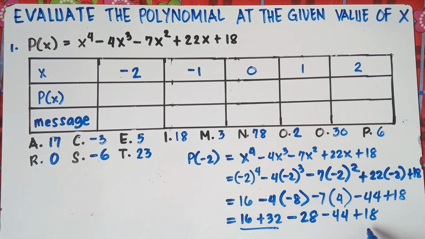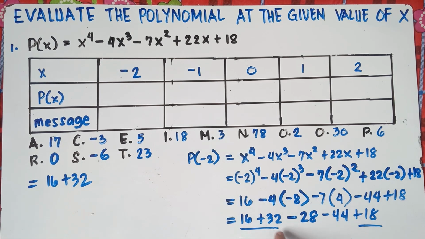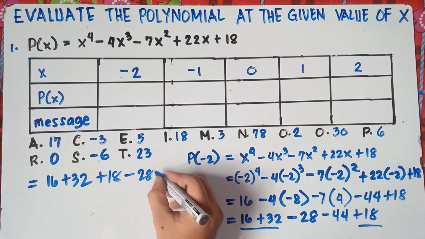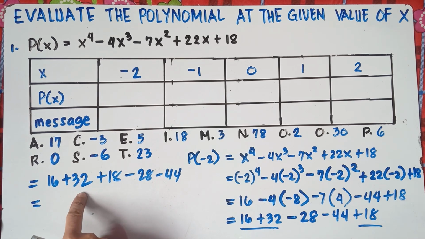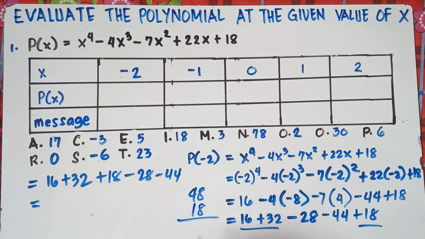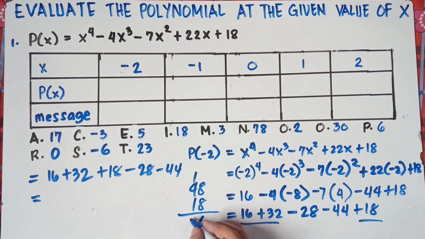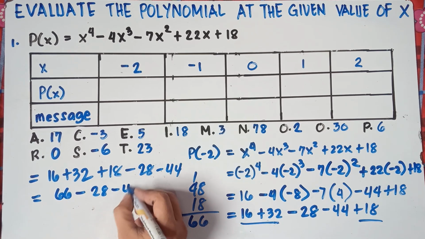So we have positive numbers, so arrange. This will be 16 plus 32, then another positive number, plus 18, minus 28, minus 44. So this will be 16 plus 32, that's 48, plus 18. 8 plus 8 is 16, carry 1. So this will be 4 plus 1 is 5, plus 1 is 6, 66. So 66 minus 28 minus 44.